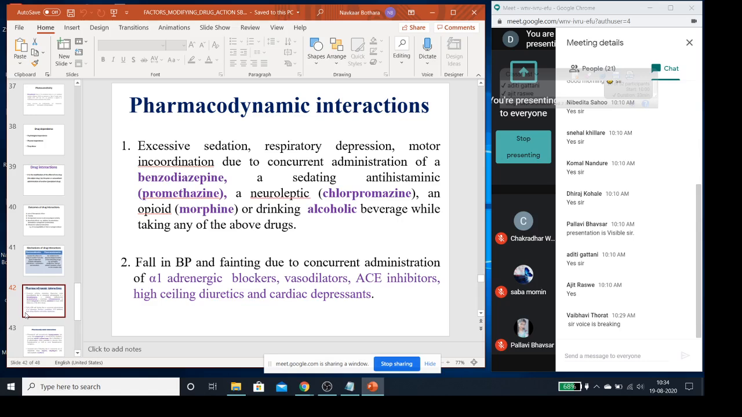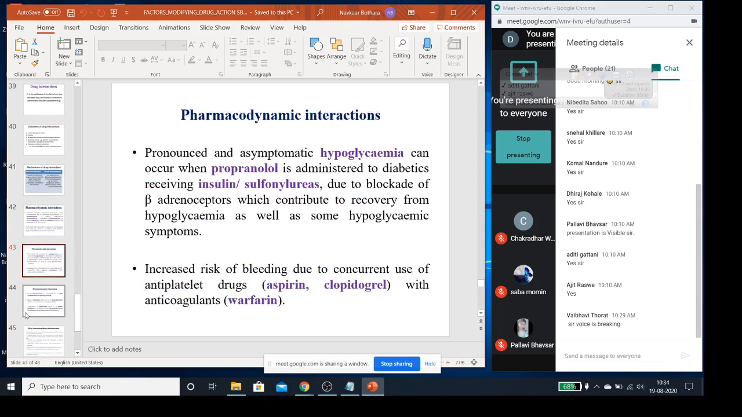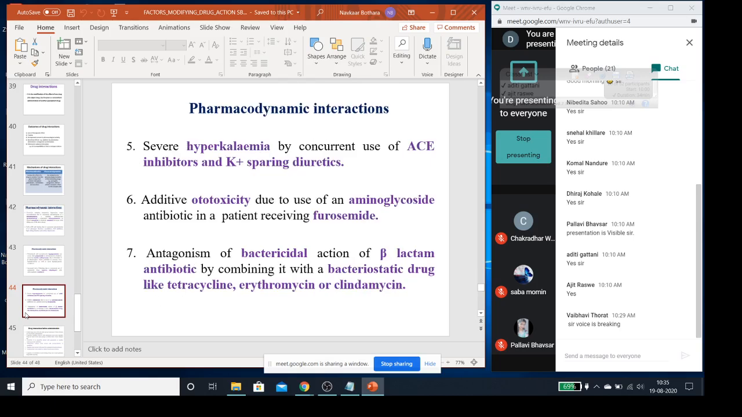This is why we are studying these various interactions, so that whenever it comes we are aware of it. There are many such pharmacodynamic interactions, like hypoglycemia can occur when propranolol is administered to diabetics having insulin or sulfonylurea, because of blockage of beta adrenoreceptors. There is an increased risk of bleeding due to concurrent use of antiplatelet drugs like aspirin, clopidogrel. Again, these are given in combination. In many cases they are given in combination.